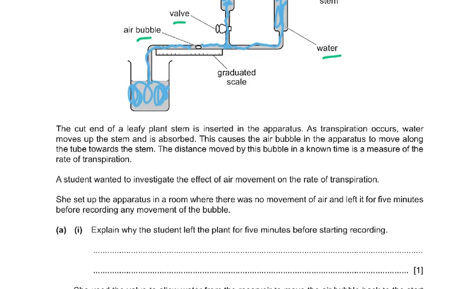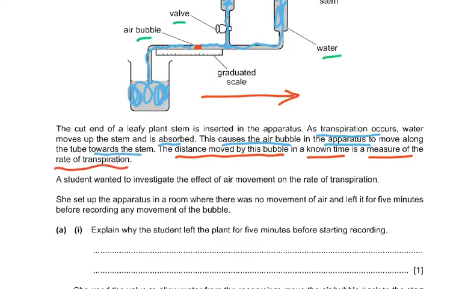The cut end of a leafy plant stem is inserted in the apparatus. As transpiration occurs, water moves up the stem and is absorbed. This causes the air bubble in the apparatus to move along the tube towards the stem. So this air bubble, let me just color that, is going to move this way towards the stem. The distance moved by this bubble in a known time is a measure of the rate of transpiration.